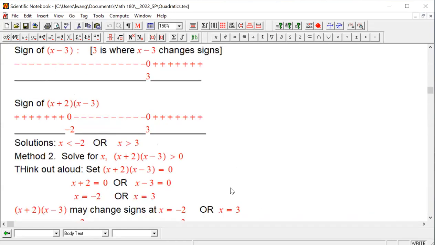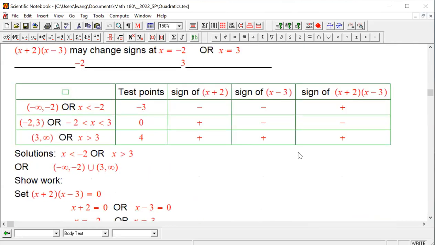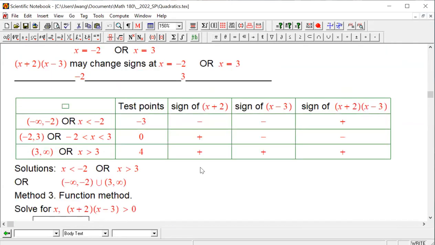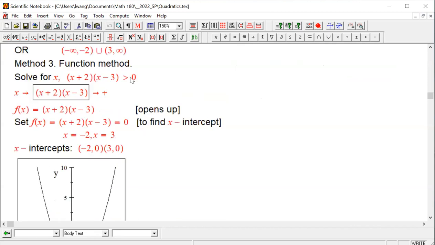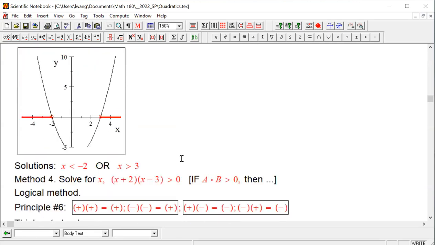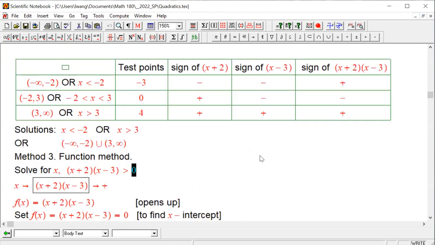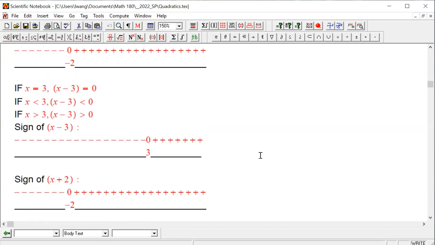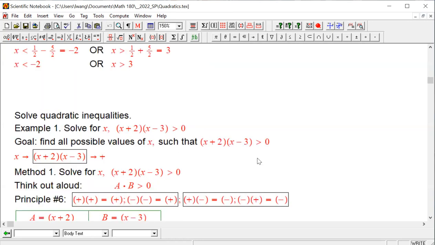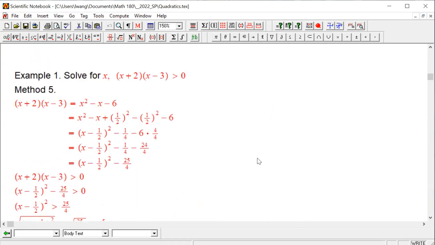Method 2 is also comparing with 0. One side is greater than 0. Whether you do tables or not, it's about comparing with 0. The function method is about comparing with 0. And the logical method is also about comparing with 0: positive, positive, negative, negative. So all of these methods are actually about comparing with 0.